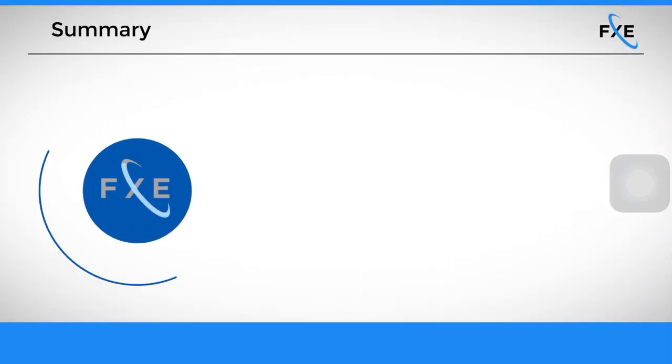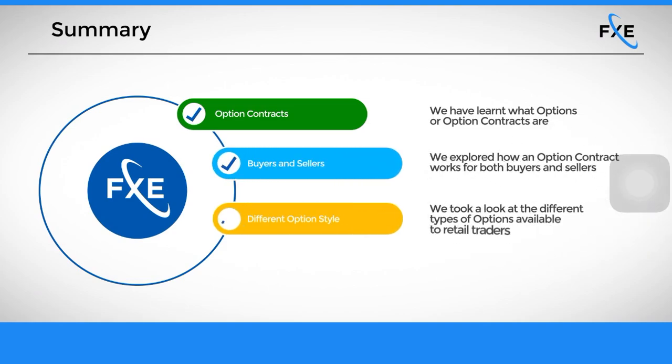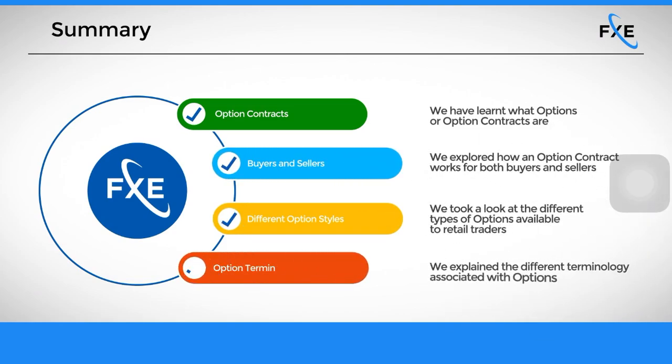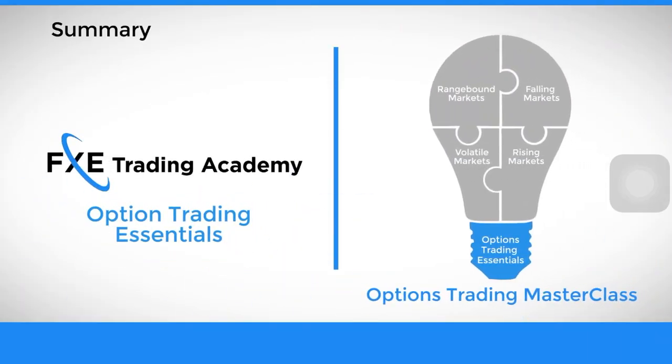In this session, we have learned what options or option contracts are. We explored how an options contract works for both buyers and sellers. We took a look at the different types of options available to retail traders. And finally, we explained the different terminology associated with options. In the next section, we will take a closer look at call options, breaking down why buying and selling call options can be so powerful when used in the correct market environments.